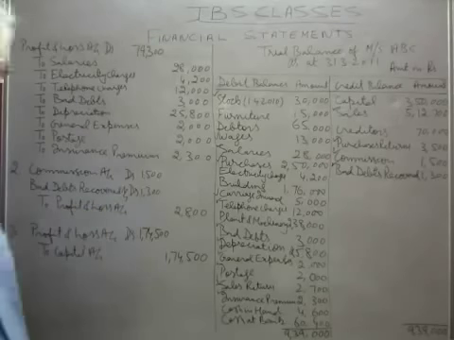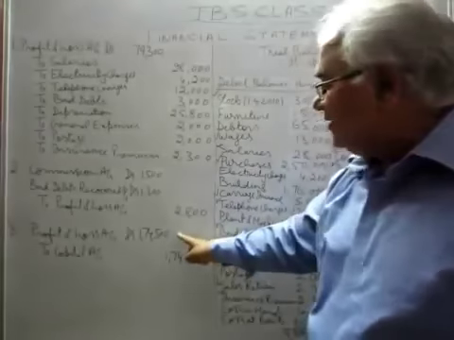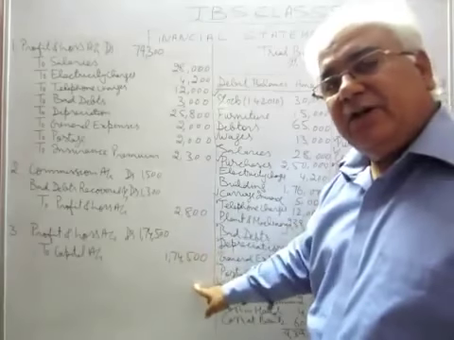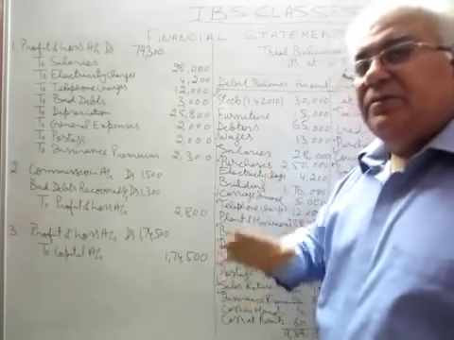Now when you prepare the profit and loss account, you find that there is a profit of 1,74,500. How have we arrived at this figure? You know, the gross profit was 2,51,000.